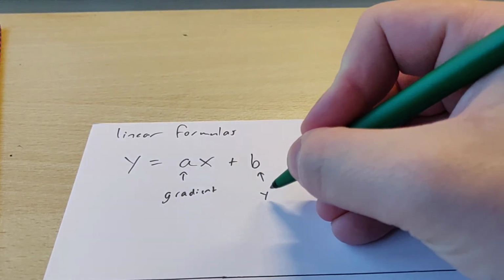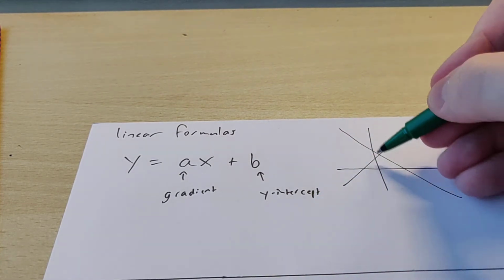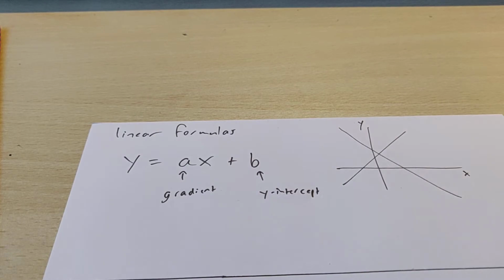This number is called the y-intercept. And that number tells you where it goes through the y-axis, because the y-axis is the vertical one and the x-axis is the horizontal one.